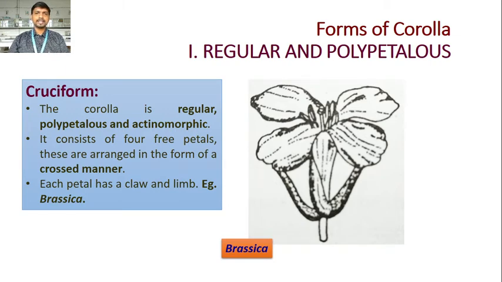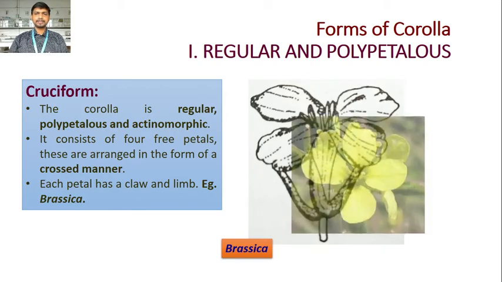The first one is the regular and polypetalous, where we studied the cruciform corolla. The corolla is regular, polypetalous, actinomorphic. It consists of 4 petals and these are arranged in a crossed manner. This crossed arrangement of the petals is important in the cruciform corolla. And if you see the structure of the individual petal, it has the claw and limb. These are clearly seen in the cruciform corolla, for example Brassica.